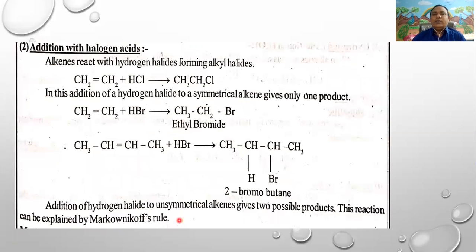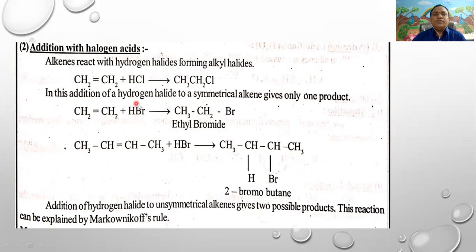Next, the second one is addition with halogen acids. Here alkenes react with hydrogen halides, forming alkyl halides. Example, ethylene CH2=CH2 plus HCl undergoes electrophilic addition to give ethyl chloride.